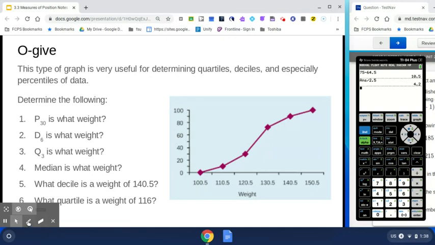Okay, so we're going to take a look at finding the 30th percentile. We would just find 30 on the vertical axis, and we want to figure out what weight is associated with that. So we're just going to go straight across horizontally and then drop it straight down. And it looks like 120.5 is the weight that is associated with the 30th percentile. So 120.5.